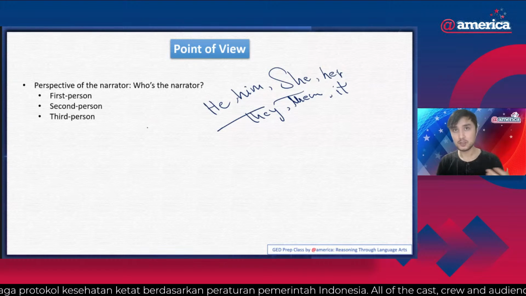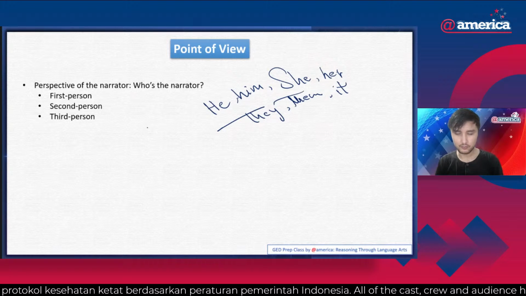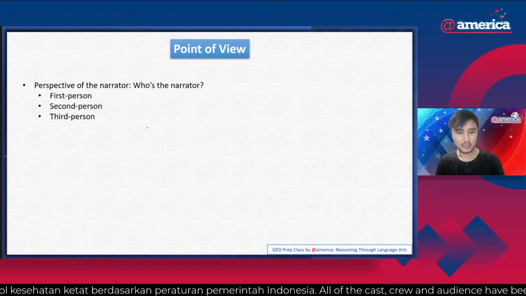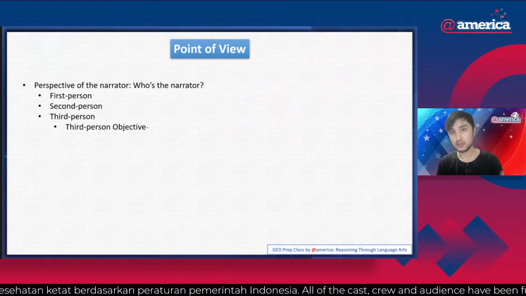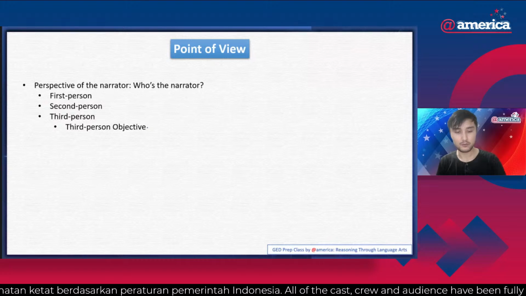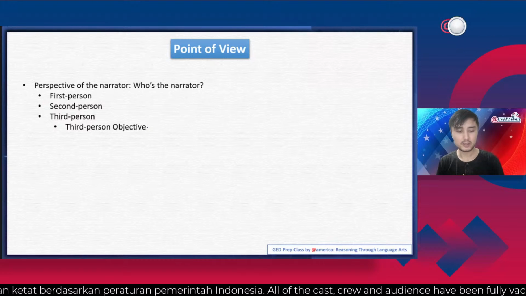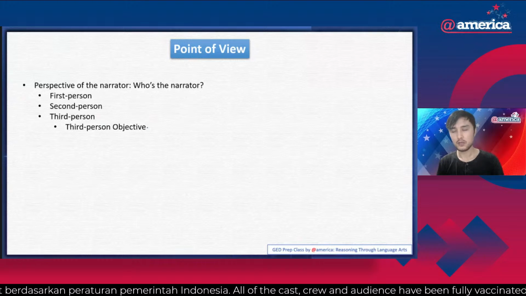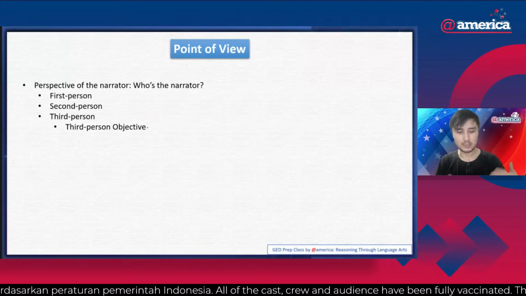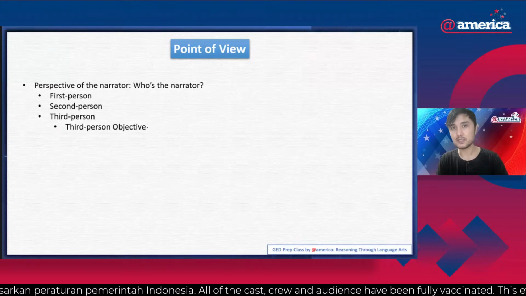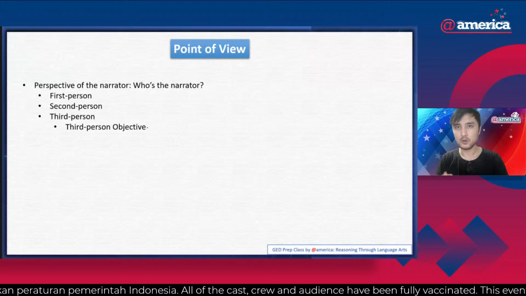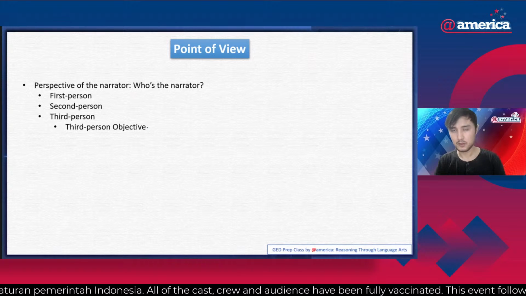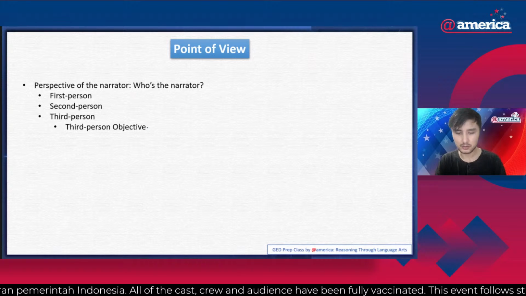And third person perspective, you have three ways of writing. So you can use three perspectives in the third person point of view. The first one is third person objective. Third person objective basically means that the author doesn't really know what goes through someone's mind and talks about dialogues and actions only.